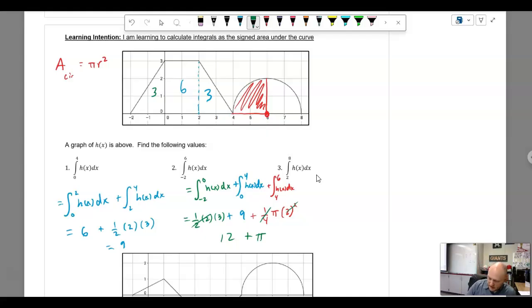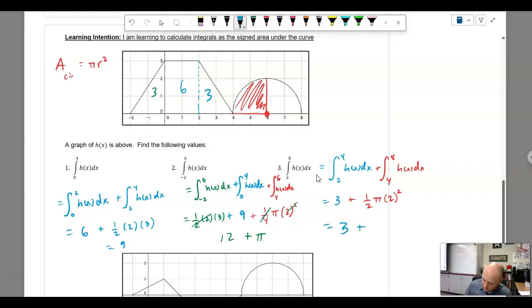Okay, hopefully you did number 3. This is the integral from 2 to 8. Again, I already know that the integral from 2 to 4 is 3. And then the integral from 4 to 8 of h of x dx, that's a semicircle, so 1/2 pi r squared, which is 2 squared. So that's going to end up being 2 pi. So 3 plus 2 pi. Did you get it?